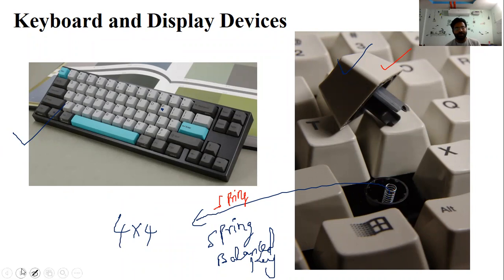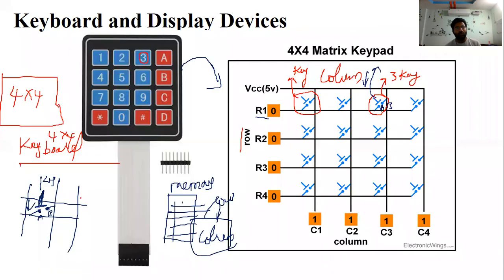So this key is open until you press it. This is a spring balanced key, there is a spring here. When you press the key, because of the force applied, it touches the A and B contacts, for example the row and column contact. Once you release the pressure or remove the finger, the spring is released and the key goes back to normal.